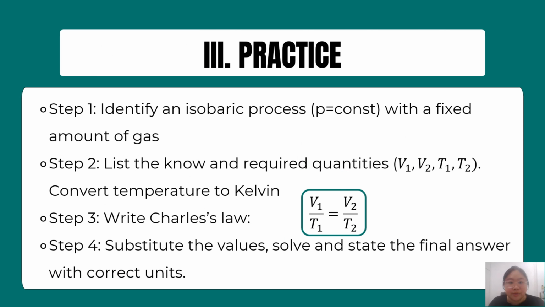Now let's move to the practice activity. Firstly, I will introduce to you the steps to solve Charles's law exercise. First, identify an isobaric process: P is constant with a fixed amount of gas. Secondly, list the known and required quantities V1, V2, T1, T2. Note that you have to convert temperature to Kelvin.